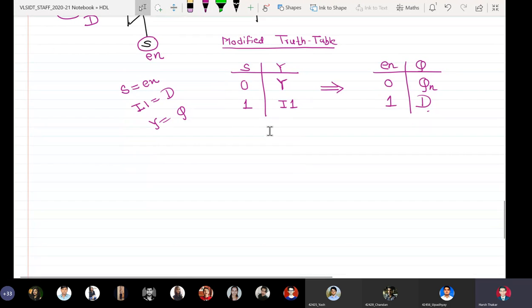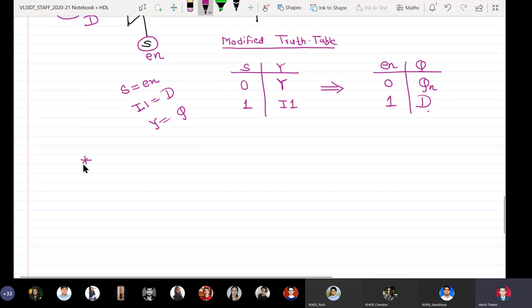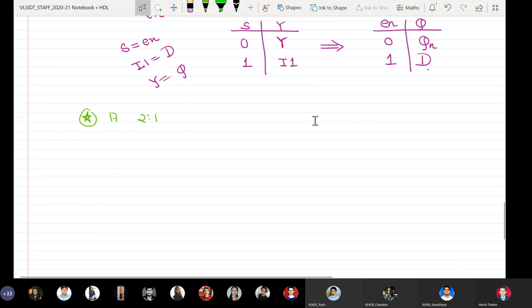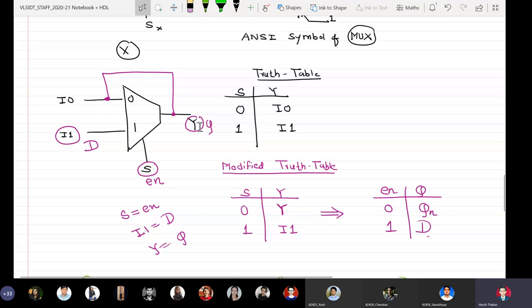So we can conclude safely that a 2:1 mux with feedback is a D latch. Can you tell me that this modified multiplexer, is it an active high enabled D latch or an active low enabled D latch?